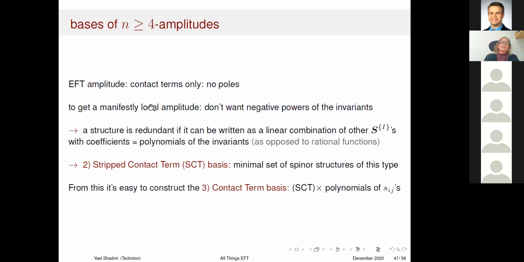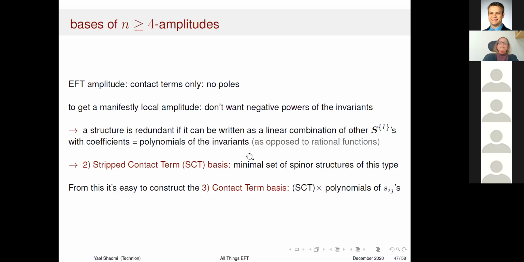Okay, now we're interested in EFT amplitudes, so we're really interested in the contact terms only. In particular, that means that there are no poles in this part of the amplitude. So we want to get a manifestly local amplitude, and we don't want any negative powers of the invariants to show up. To find a basis for this part of the amplitude, a structure is redundant if it can be written as a linear combination of the other structures with coefficients that are polynomials of the invariants, as opposed to rational functions. So now I just don't want any negative powers of the Sij's to appear.